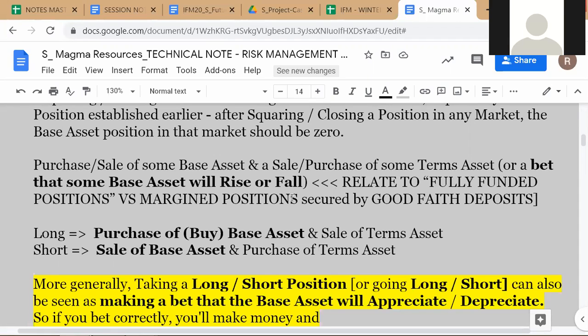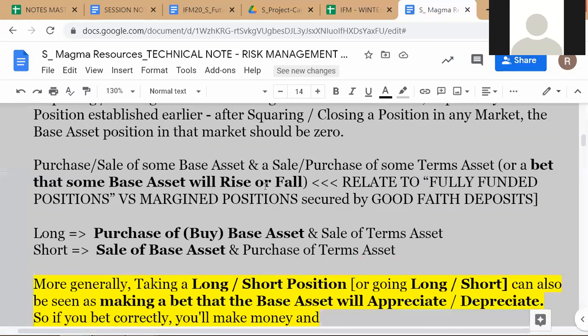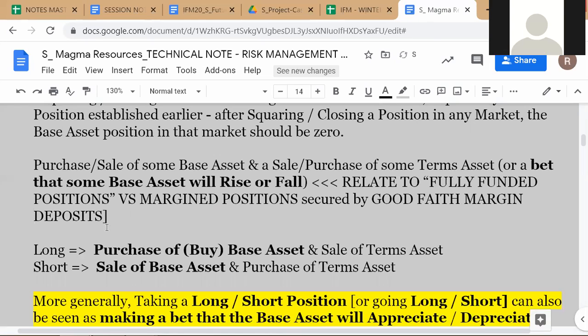So when you trade futures, these are margin positions. These are not fully funded positions in the sense that you do not have to pay the full contract value of 47,500. So it's not fully funded. It is a margin position based on a good faith margin deposit. So this is how we should use the language. So secured by good faith margin deposits. Okay, so that's basically the distinction.